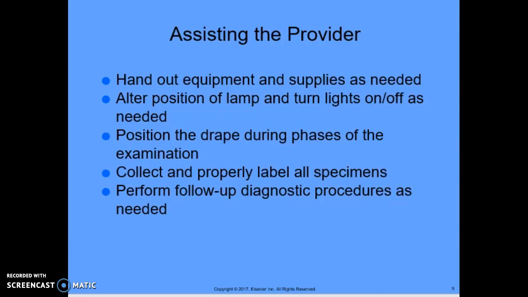And the way you're assisting the provider, you can be handing them equipment and supplies. You also might be moving the lamp and altering it so that the provider can see in better positions. You will continually be positioning the drapes during the phases of the examination to help with the privacy of the patient, and collect and properly label all specimens. You will also perform follow-up diagnostic procedures as needed, such as EKGs, or if there's a strep test ordered, or a urinary screening. Any of those you would be responsible for helping with.